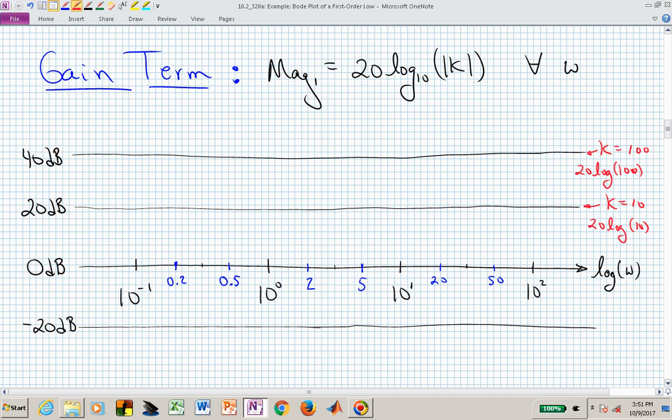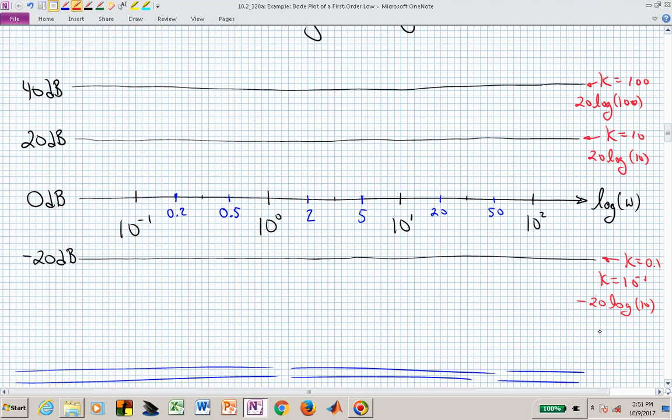What's minus 20 dB? Well, if we looked now at K equal to 0.1 or K equal to 10 to the minus 1, that's now going to be 20 log of 10 to the minus 1. The minus 1 pops out front. We have minus 20 log of 10. Log of 10 is 1, so we have minus 20 dB.